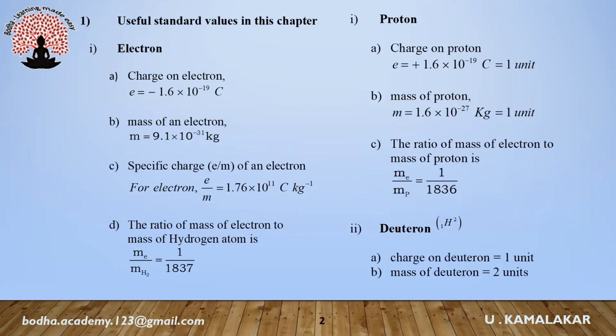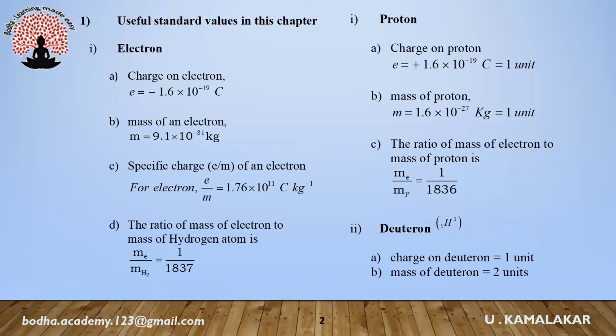First, we'll start with certain standard values. Charge on electron is minus 1.6 × 10^-19 coulomb. Mass of electron is 9.1 × 10^-31 kg. Specific charge of electron, that is the ratio of charge to mass of an electron, is 1.76 × 10^11 coulomb per kg. The ratio of mass of electron to mass of hydrogen atom is 1 by 1837.